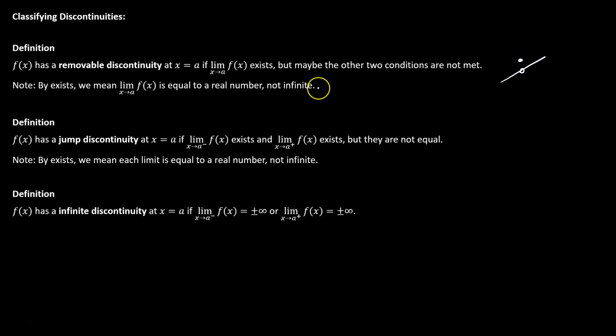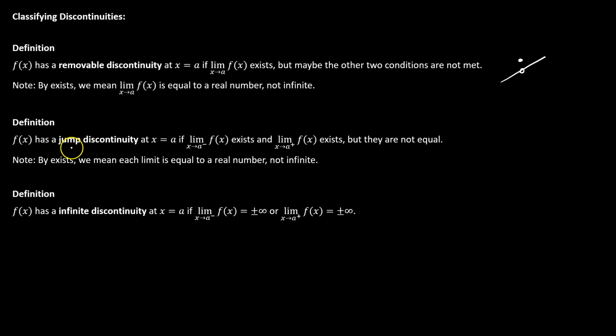Something to consider here, when we say that the limit exists, what we mean is that the limit's equal to a real number, not infinite. So we would need the limit to be equal to something like 4 or 2 halves, 1 half or 3 halves or any fraction you could think of. So if the limit exists, it's equal to a real number, but maybe the function definition doesn't match the limit that you calculate, then we would call that a removable discontinuity.